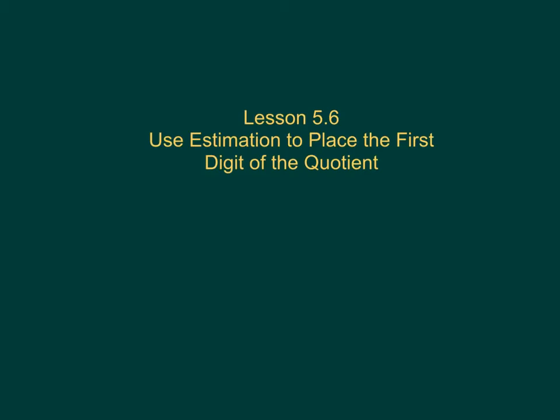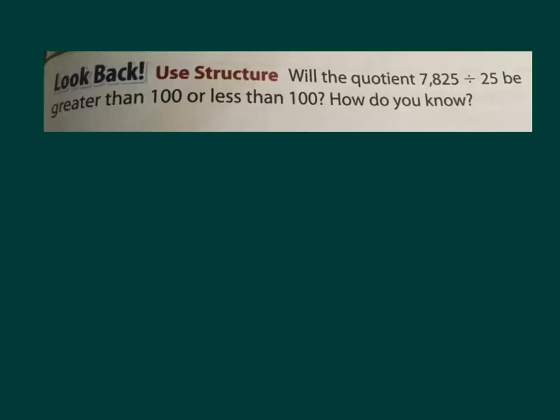The fifth lesson in this topic is to use estimation to place the first digit of the quotient. You guys are already starting to be pretty good at this. So this says, will the quotient 7,825 divided by 25 be greater than 100 or less than 100? And how do you know?